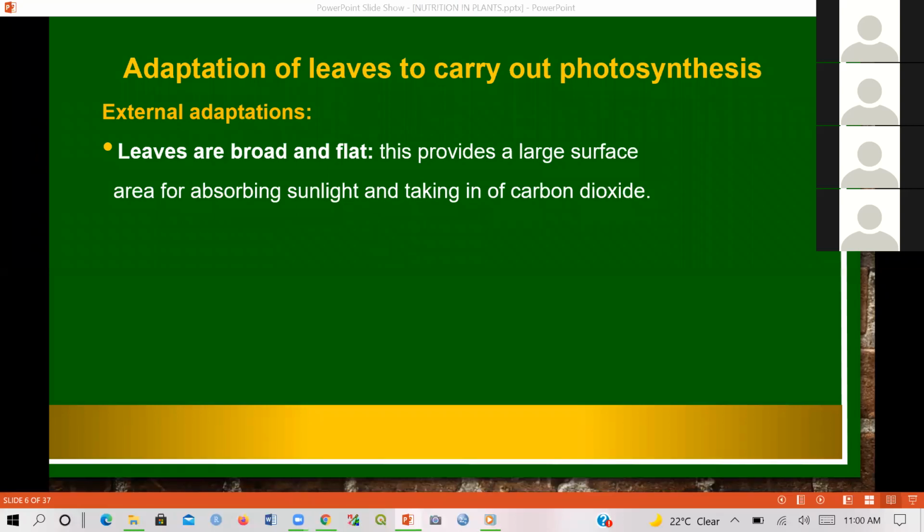The first question was, can green flowers carry out photosynthesis? Then there is another good question here from Blessing.